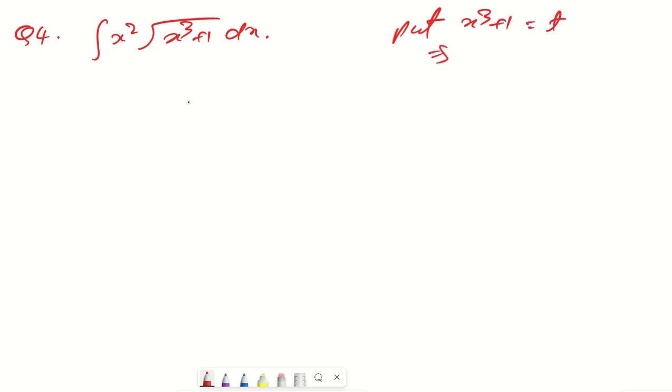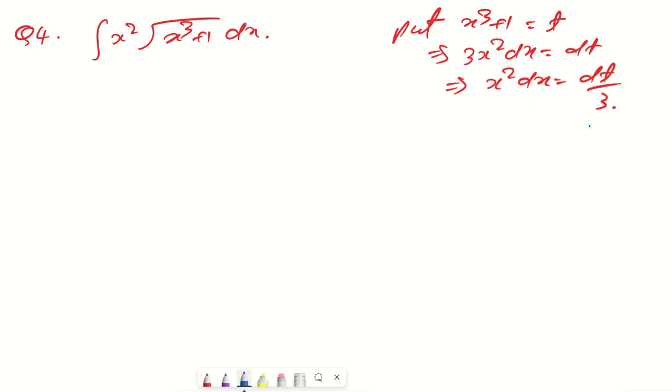Then, differentiating both sides, we are going to get 3x square dx is equal to dt. Now you can see we have x square dx term. So x square dx can be replaced by dt divided by 3, right? So you can write it down if you want, otherwise you can keep it in your mind and replace like that. You can leave it up to this place also, or otherwise you can simplify it here.